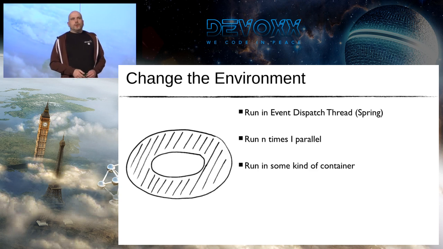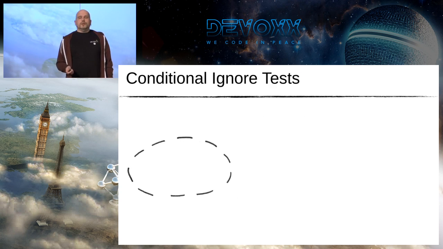Another example would be running tests in parallel. Not different tests, but the same test maybe 20 times to check if you get any concurrency issues. Or run your test in some kind of container. All this kind of stuff can be done in rules.